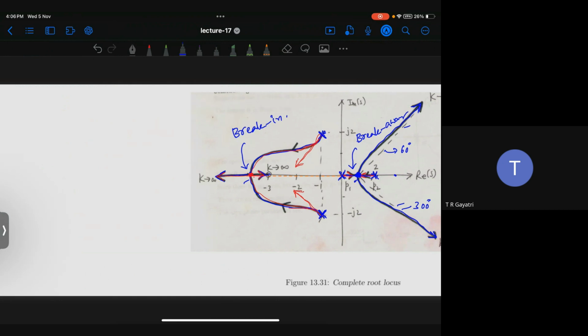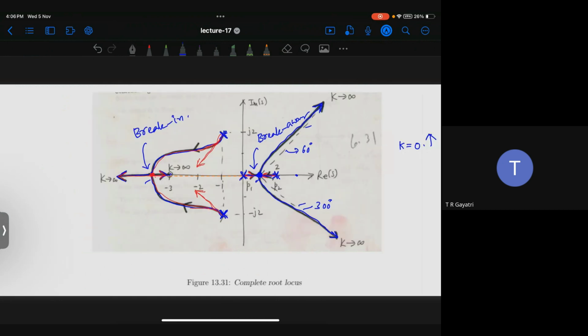Because you need to find all these angles and all. Then you'll get a better idea. So maybe on Friday we'll discuss more problems and the steps even more clearly.